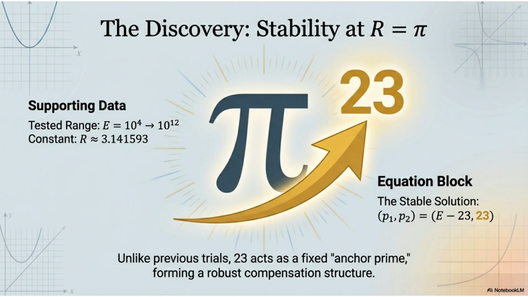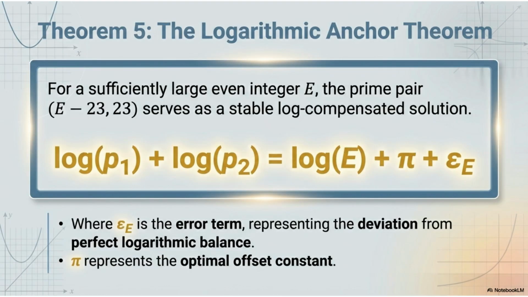For $E$ up to $10^{12}$, $r \approx 3.141593$ results in a stable solution where $p_2 = 23$. This fixed anchor prime forms a robust compensation structure. Theorem 5, the logarithmic anchor theorem, states that for large even integer $E$, the prime pair $(E-23, 23)$ serves as a stable, log-compensated solution. $\pi$ represents the optimal offset constant, and $\varepsilon_E$ is the error term.